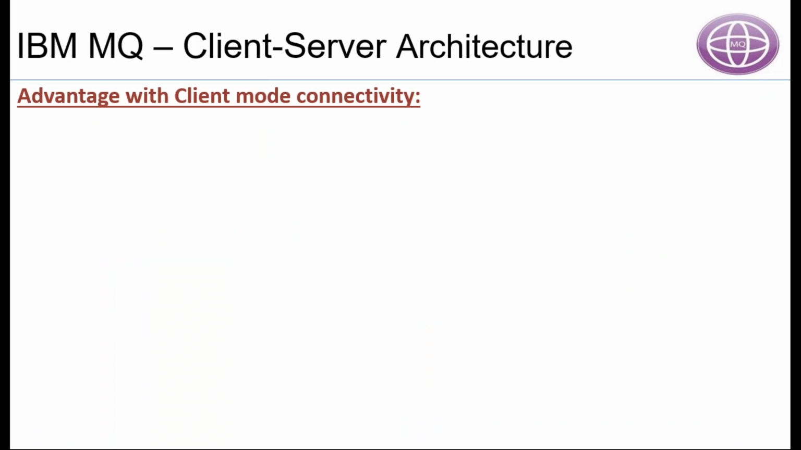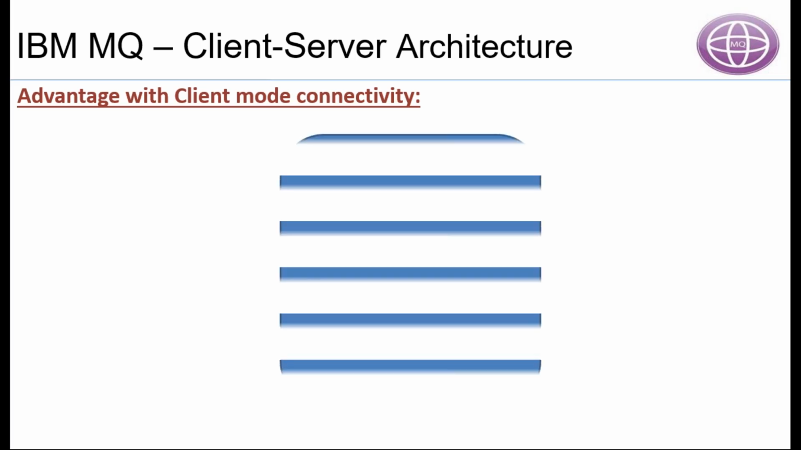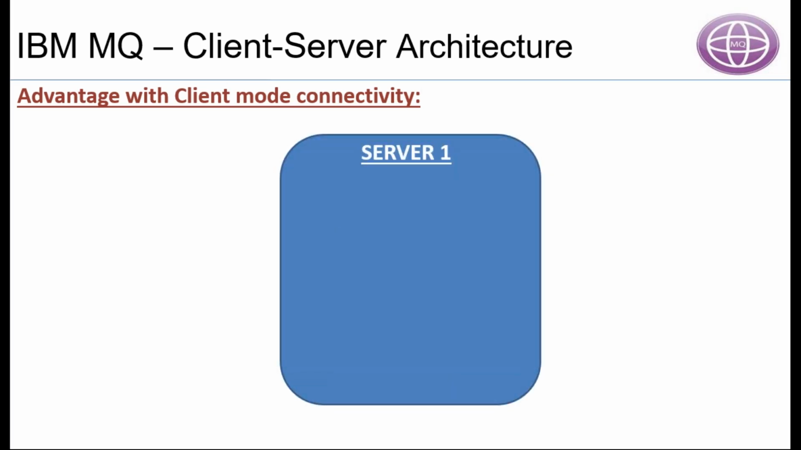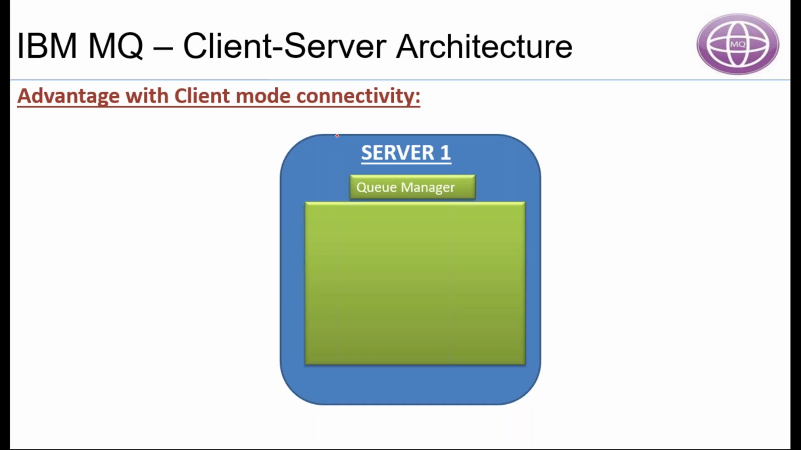Okay. Now let's see the advantages of client mode connectivity. In client mode connectivity, the applications and the queue manager are segregated. Both will run on different servers. Let's assume I have one server, say server one, and in this server I have a queue manager and a local queue created. So in server one, we have installed MQ, created a queue manager, and created a local queue.